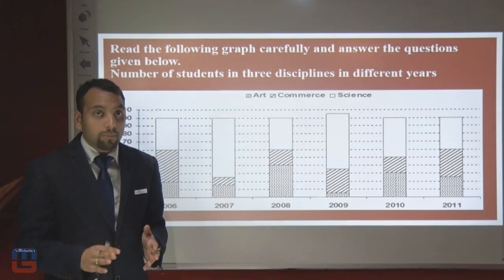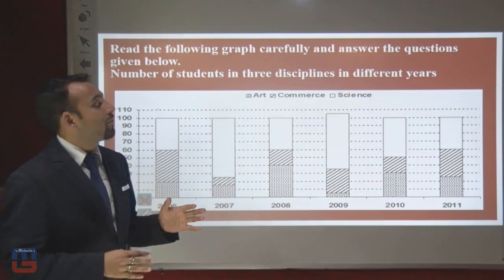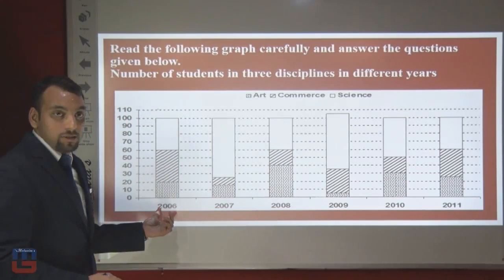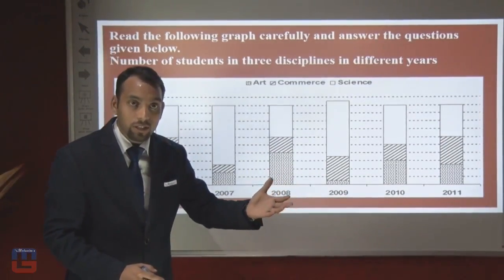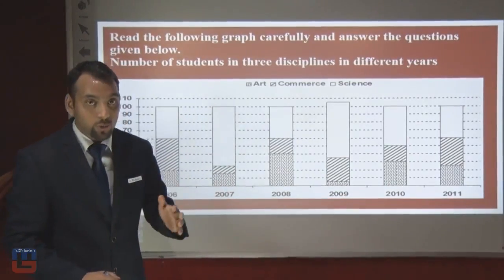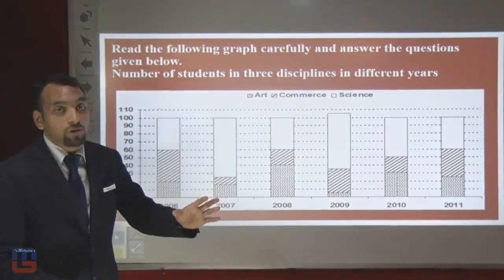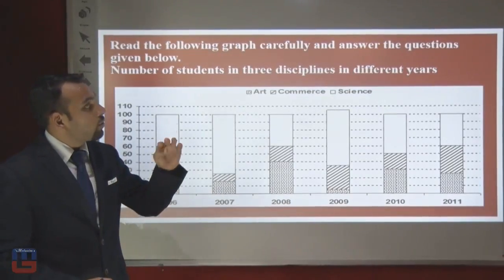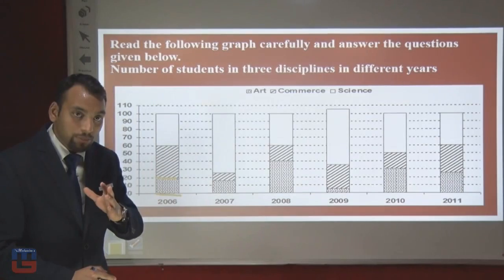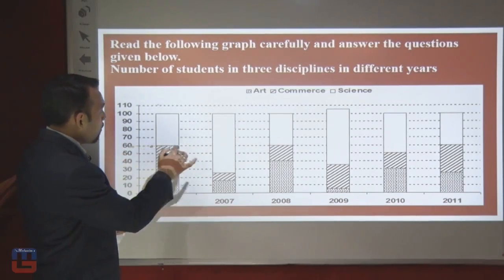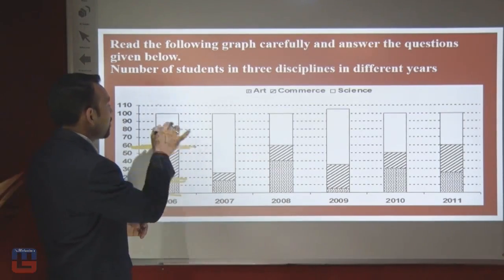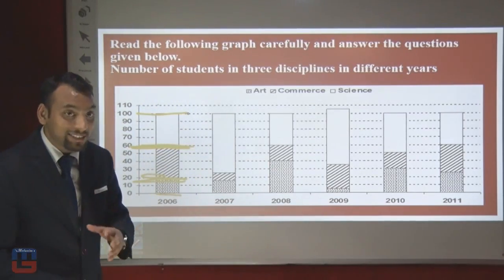What we have is the number of students in 3 disciplines in different years, from 2006 to 2011. Now in the same way we have the arts, commerce and science students, and this is the distribution. If you talk about the art section, from this one to this one we have the art section. In the same way, from this one to this one we have the commerce section, and from this section to this section we have the science section, right?